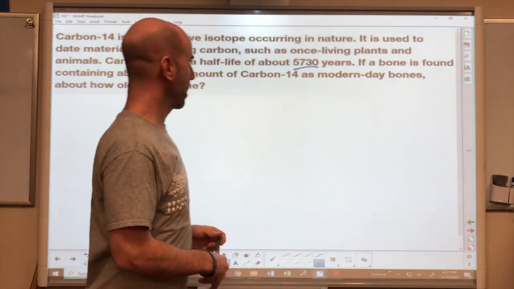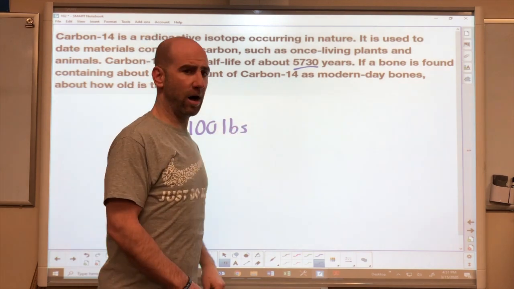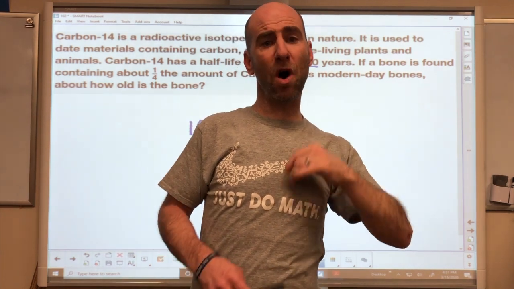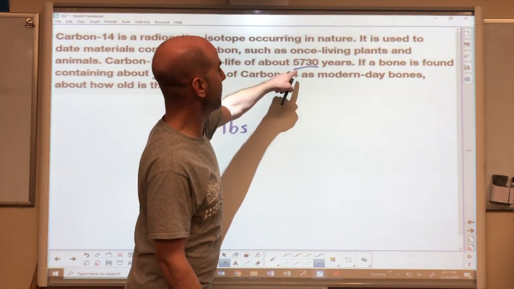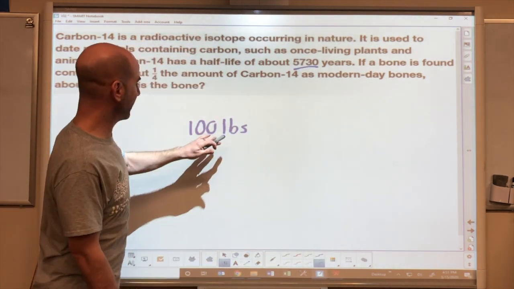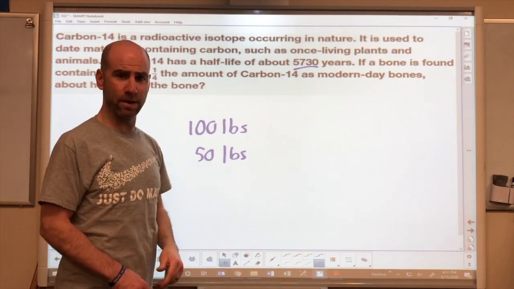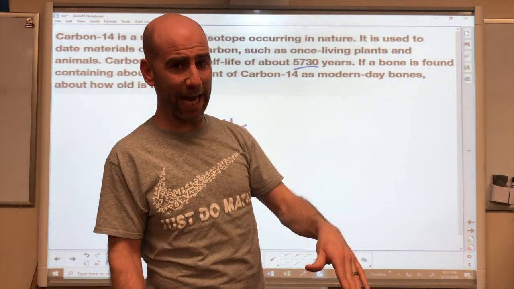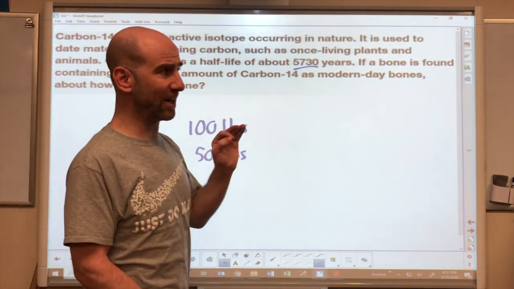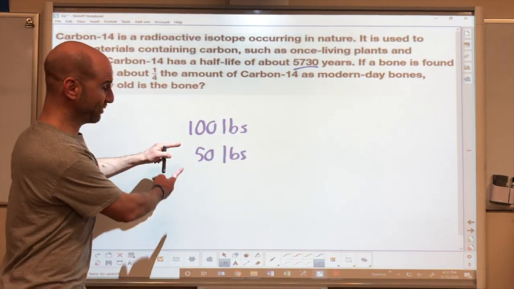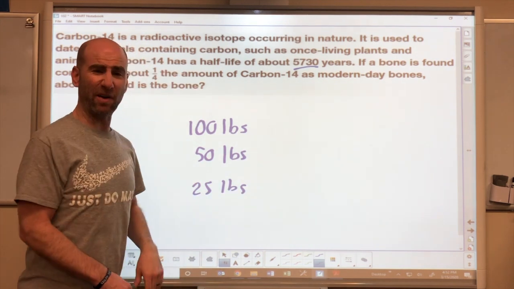So here's an example. Let's say that I had 100 pounds of some material, but all the carbon in the material is going to start decaying over time. So in 5,730 years from right now, how much of this is remaining? And the answer is 50 pounds, because half of the substance decayed over the 5,730 year period of time. Now, if we go into the future another 5,730 years, how much of this is remaining? Half of that. That's how half-life works.